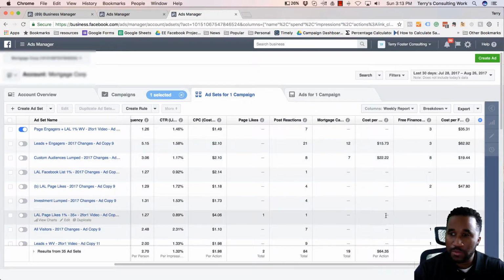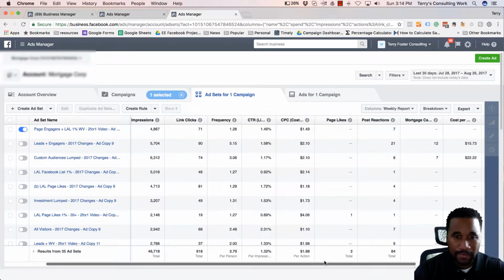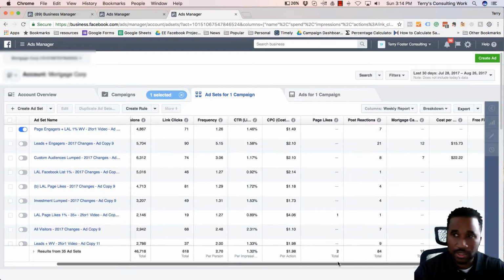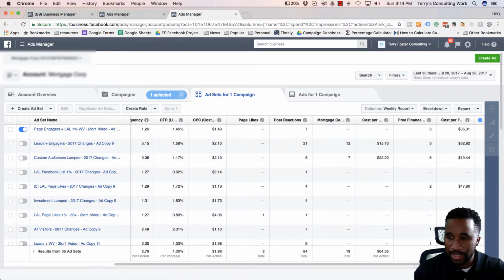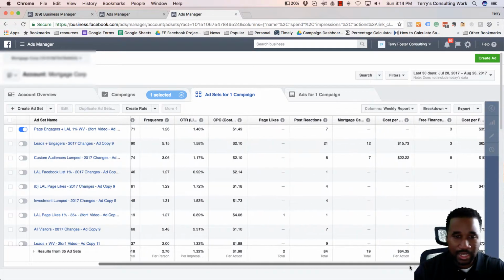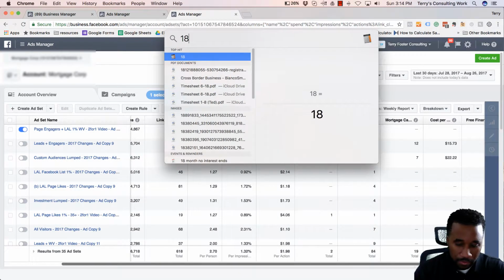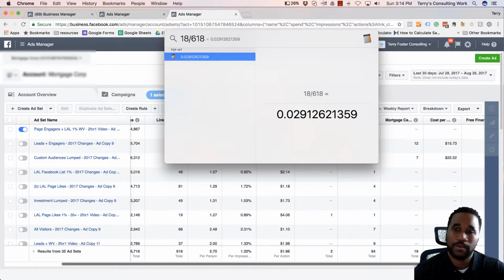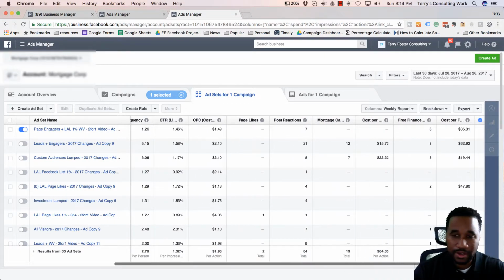So I'm going to do some numbers for these other ad sets as well. So this one we've converted 3 out of 90, so that's even worse. And then let's just look at the whole campaign. For the last 30 days, we've converted 18 out of 1,618 clicks. So that's a 2.9% conversion rate. So that tells us where the problem is right there.